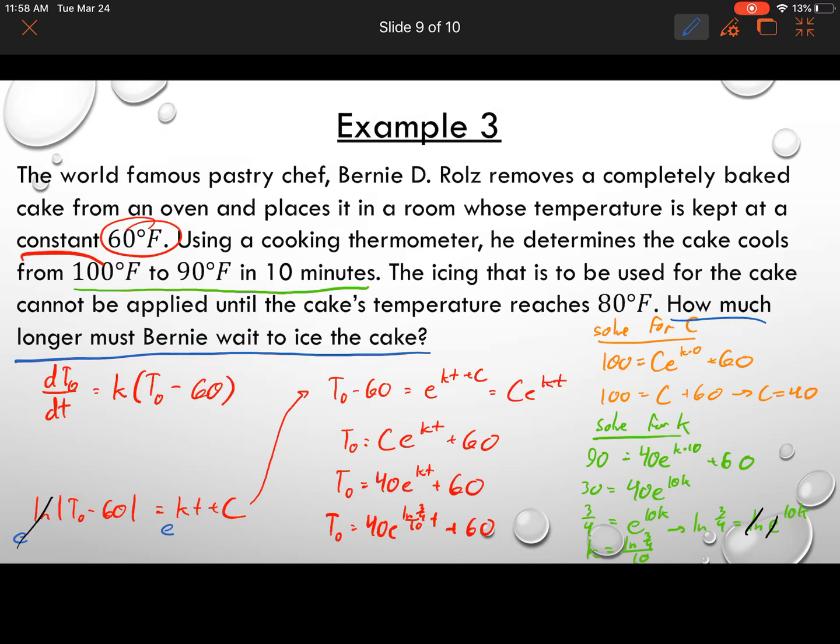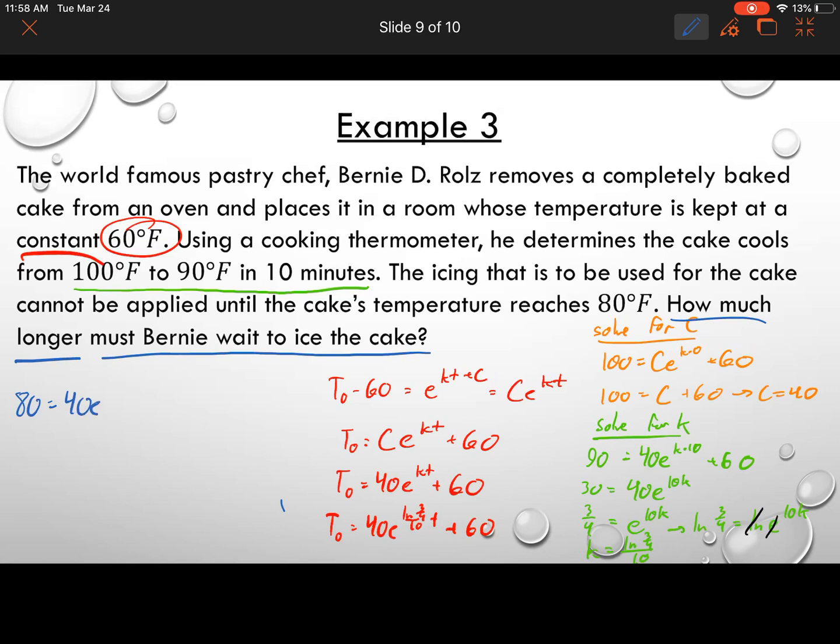So at this point, we just have to solve for t when the temperature is equal to 80. So when the temperature is equal to 80, we have 40e to the power of ln 3/4 divided by 10 times t plus 60. Get 60 to the other side, so subtract both sides by 60. So 20 is equal to 40e to the natural log of 3/4 divided by 10 times t.